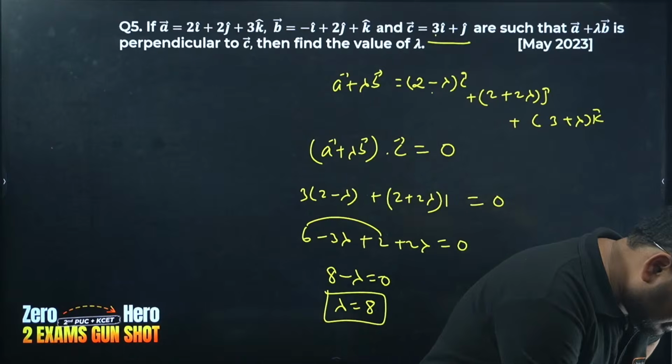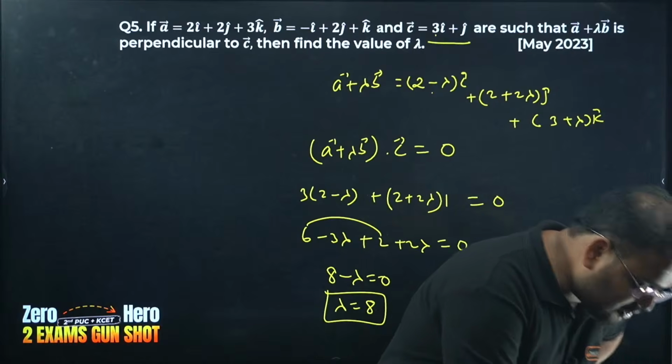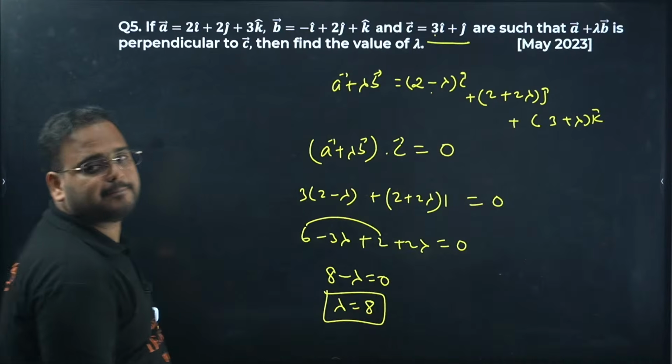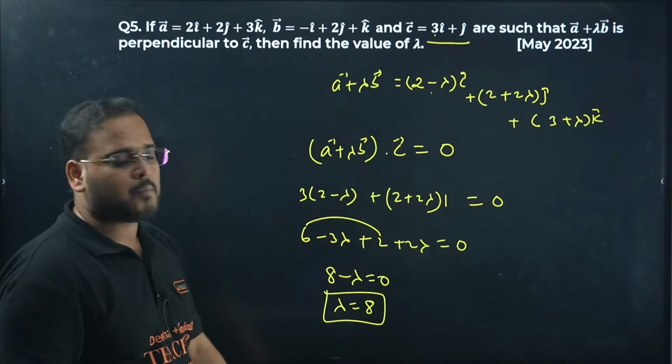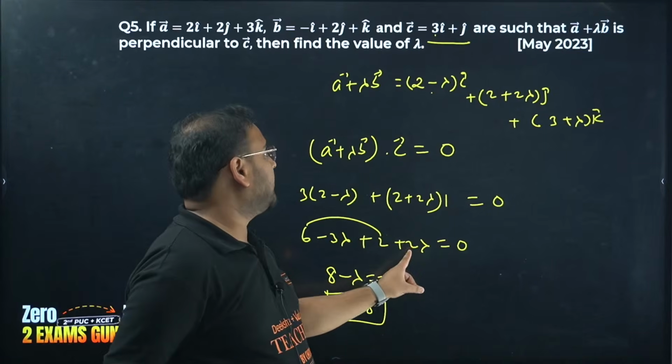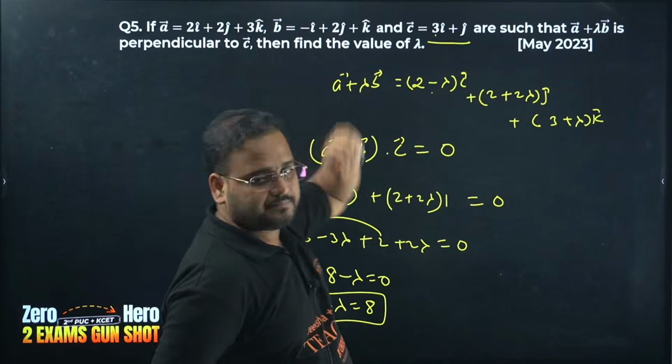Yes, sir. Shravani is saying 8 by 5. How come? Can you please cross check? It is coming as 8. I think you have taken this as plus 3, that's why it became 5. Or maybe you have taken this as minus 2 lambda. Is it minus 2 lambda? No, it's plus 2 lambda only.